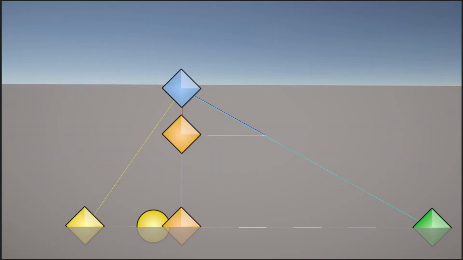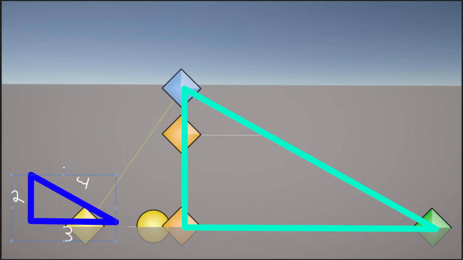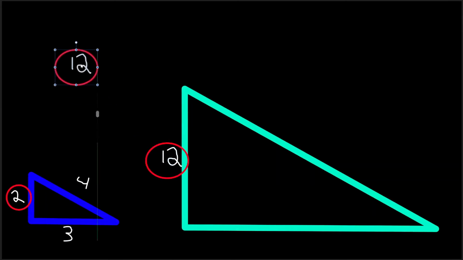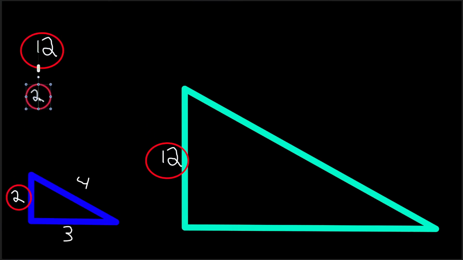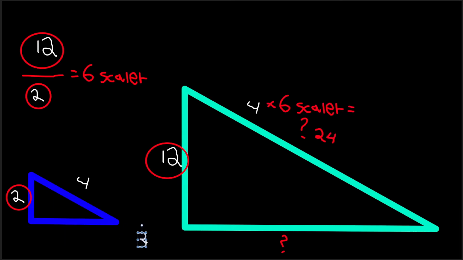Picture two similar triangles, one proportionally bigger than the other. This problem is an extended triangle. Side pairs are only different by a scalar. So we're dividing 12 by 2 to get our multiplier, known as the scalar. Our unknown sides can be found by multiplying our matching pair by its scalar. We can do the same for our last unknown side.